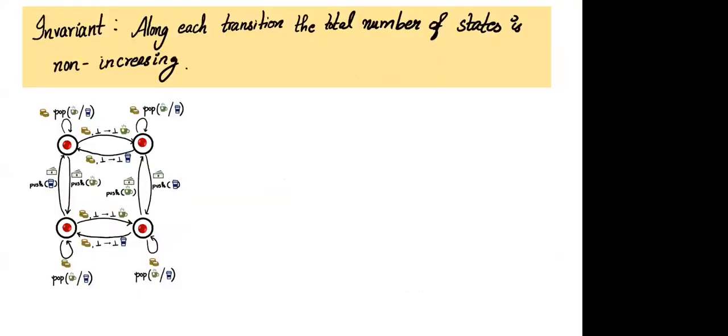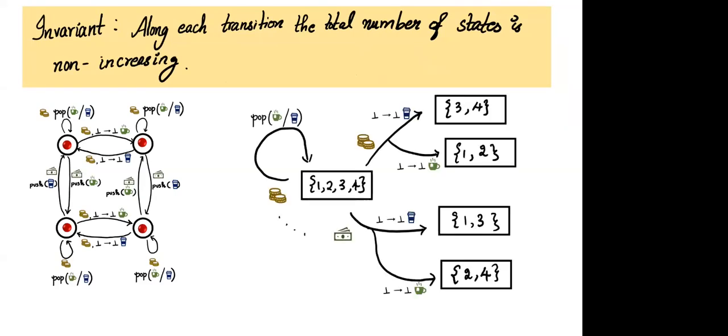So in the deterministic case, the APS that we construct has a very special invariant. Along each transition, the total number of states in the subsets is non-increasing. So maybe I will give you an example. The initial state here, for example, is the subset of size 4 because it contains all 4 of the states. Now let us consider this transition that is highlighted. So this transition is a universal one leading to 2 states, each of which has size 2. Hence, the total size of the subsets at the tail end of this transition is 4, which is at most the size of the subset at the head end of the transition.